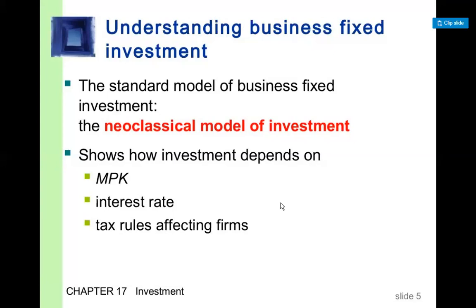In the last lecture, we discussed three types of investments. The first type of investment is business fixed investment. This kind of investment is done by the rental firm. So the new classical model of investment is based on business fixed investment.